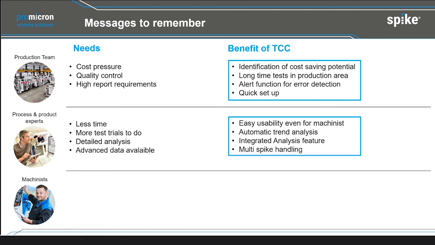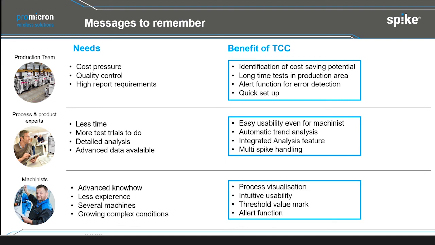Process experts, I always hear from them, time is my biggest problem, and they have less time, but they need to do advanced tests. Spike and the TCC software help you to do that now much faster and more easily. And for the machinists who want support during their daily work, with Spike and TCC, we give them an insight into the process. It's very easy to use, so everyone can use it without even a training, because it's so easy to set up, and you also have first alert functions.